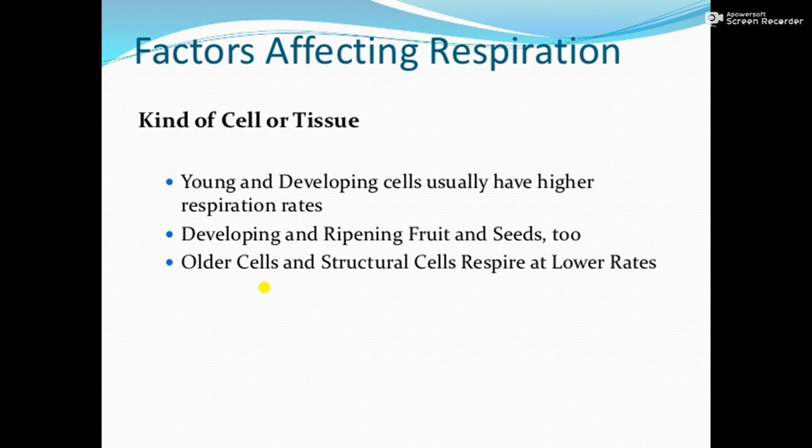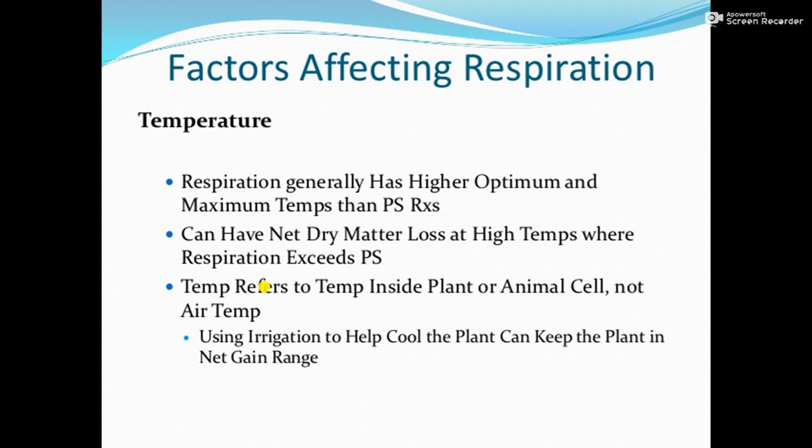Now, about the factors which are affecting respiration, or the limiting factors. Kind of cell or tissue: young and developing cells usually have a higher respiration rate, and developing and ripening fruits and seeds too. Older cells and structural cells respire at lower rates.